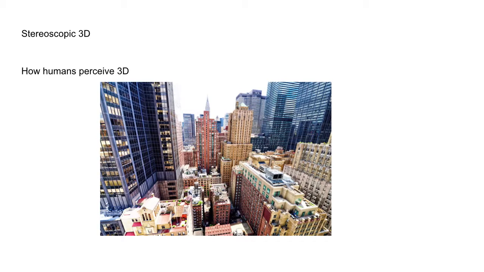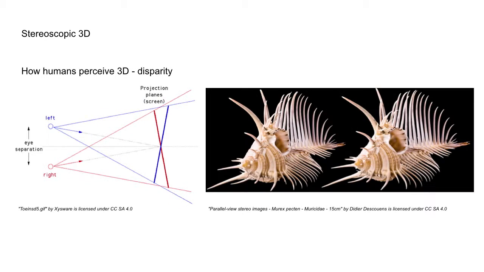And so we perceive 3D by something called disparity. We have 2 eyes at 2 different locations. They see 2 different views of the world. And we compute the difference, and we figure out what's far and what's near. So that's what we try to replicate when we do 3D in computing.